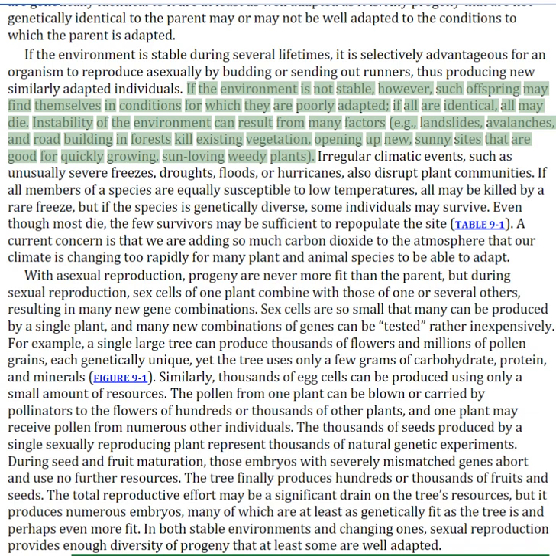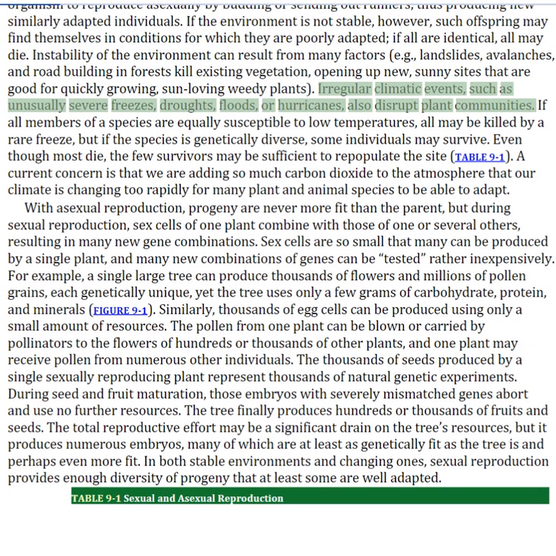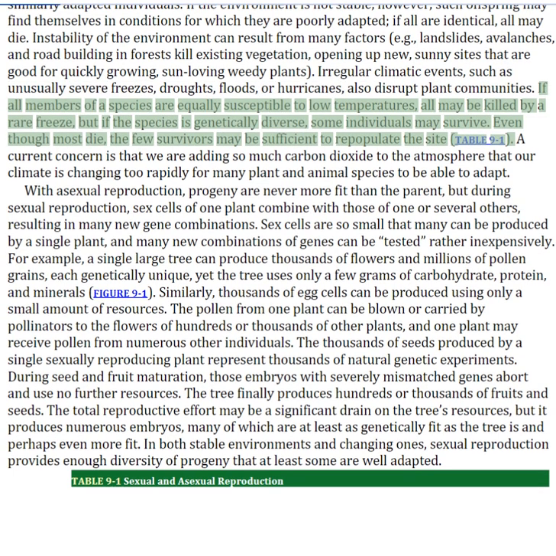Instability of the environment can result from many factors. Irregular climatic events, such as unusually severe freezes, droughts, floods, or hurricanes, also disrupt plant communities. If all members of a species are equally susceptible to low temperatures, all may be killed by a rare freeze, but if the species is genetically diverse, some individuals may survive. Even though most die, the few survivors may be sufficient to repopulate the site.